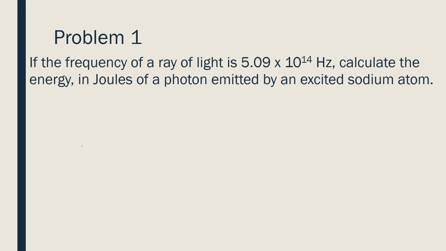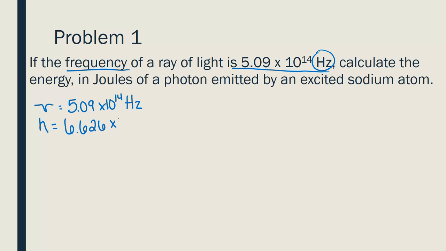Like yesterday, the first thing I'm going to do is see that it says frequency, which I also recognize from the unit hertz. So I know that my Greek letter nu here is 5.09 times 10 to the 14th hertz. Like our speed of light constant in yesterday's equation, we have h for Planck's constant, which is 6.626 times 10 to the negative 34th joule second. And here, it wants us to calculate the energy. That is what we are solving for, E.